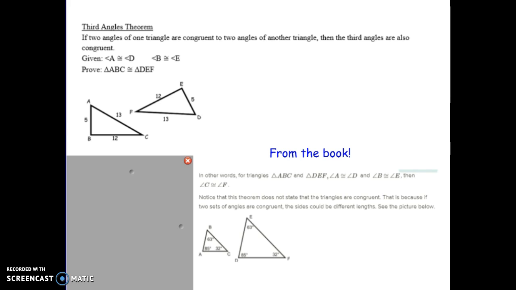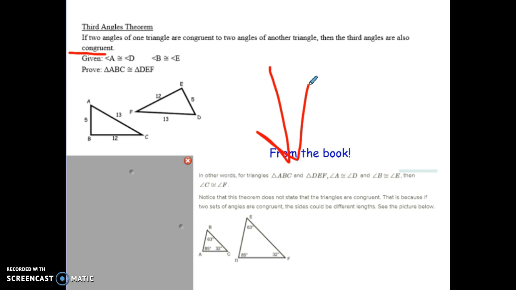All right, next we have third angle theorem. So, yep, we're throwing another theorem in there at you. So it says if two angles of one triangle are congruent to two angles of another, then the third angles are also congruent. Okay, then I want you to take a second and we're going to stop right here and we're going to look down because this is from the book. It says, in other words, for triangles ABC and triangle DEF, A is congruent to D, B to E, C to F. So we're saying that if two of the angles are congruent, the third one has to be.